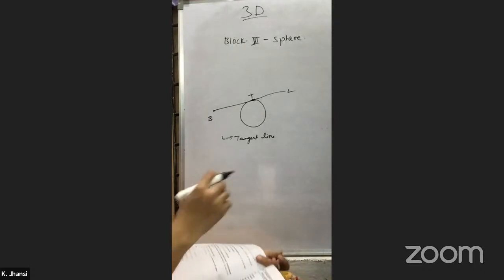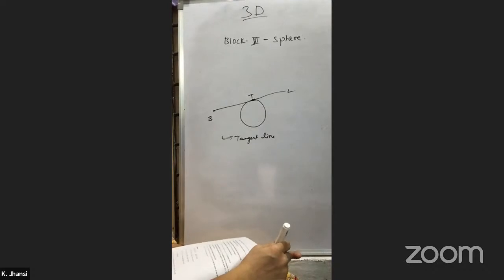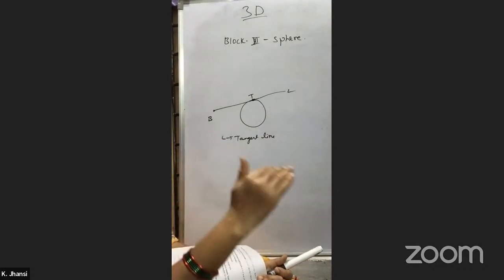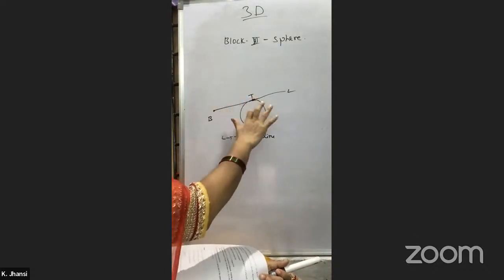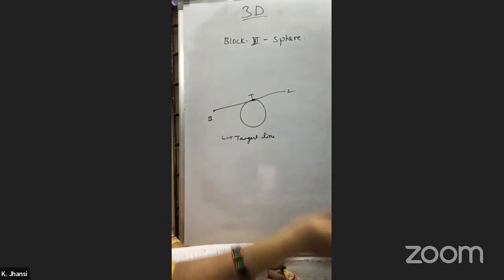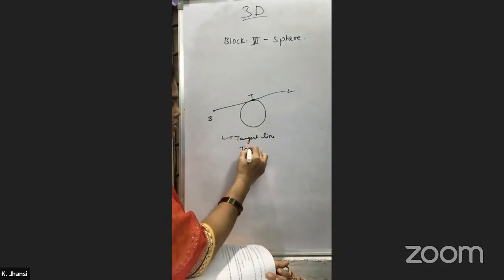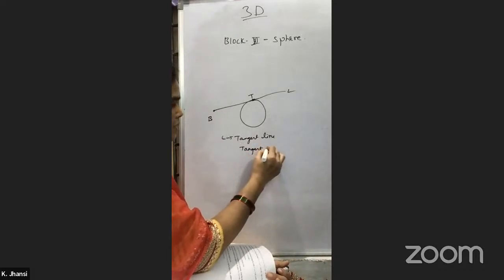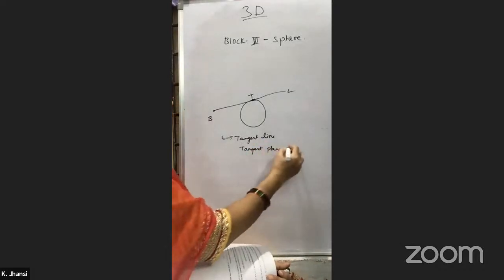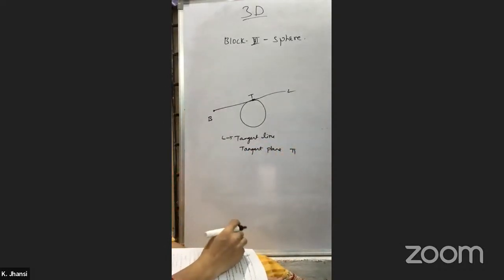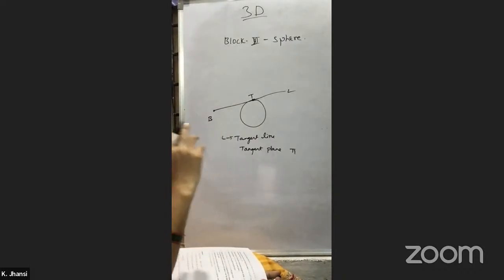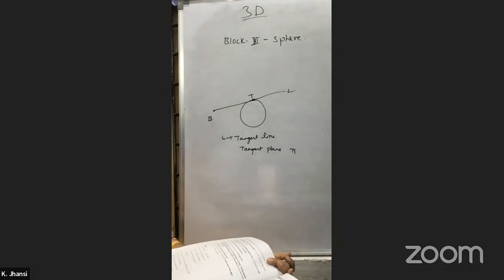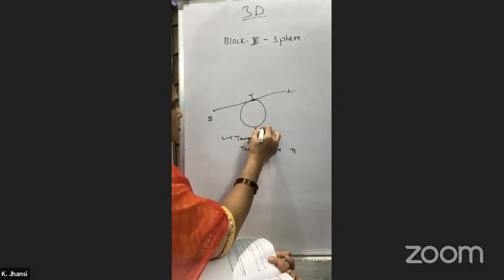And the path that the line is making on the surface of the sphere, that path is called a tangent plane. We denote it as phi. So whatever path it makes on the sphere by touching at the point, that path is called a tangent plane. And if you see, you have the same concept.